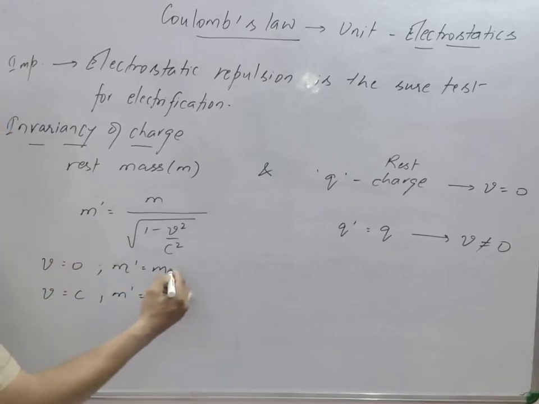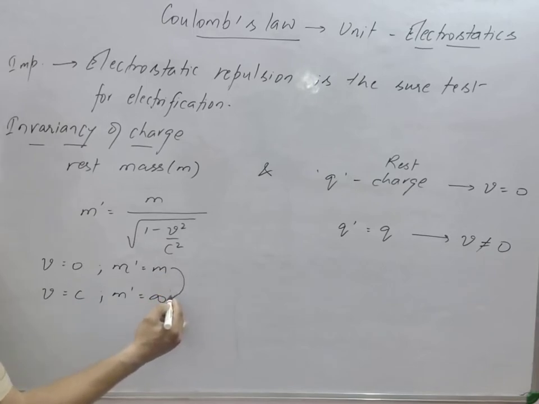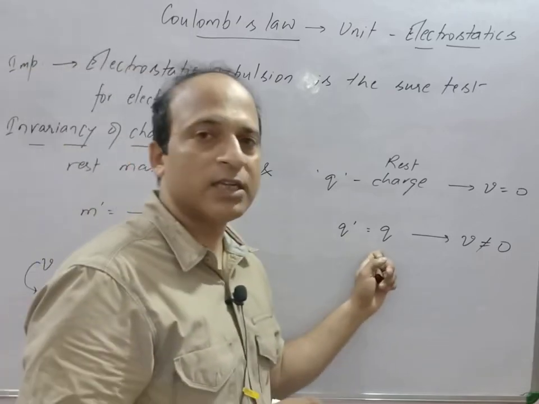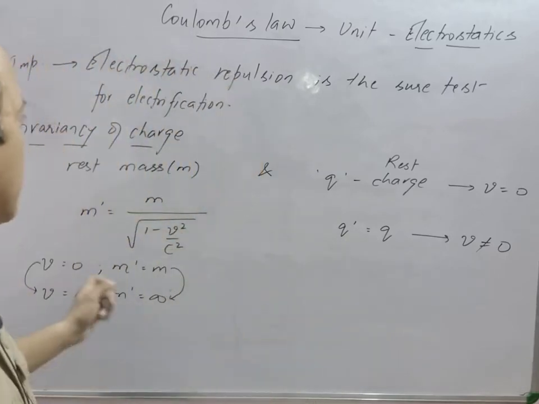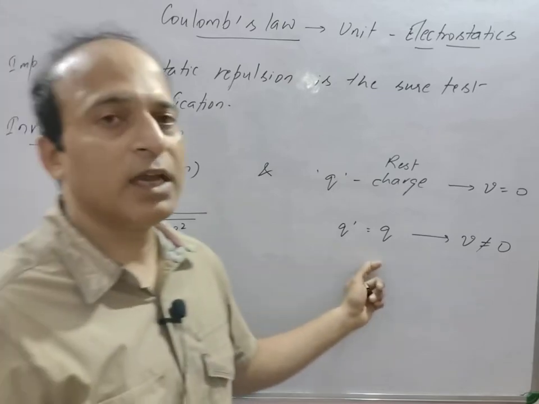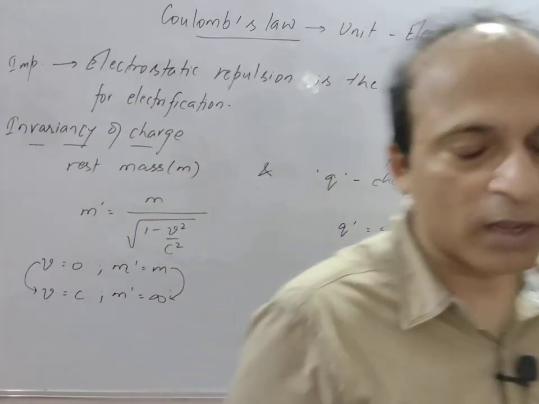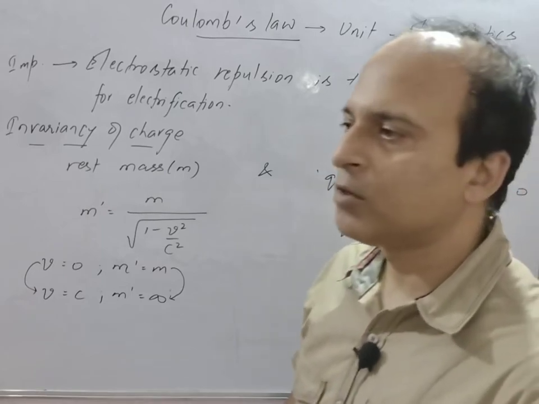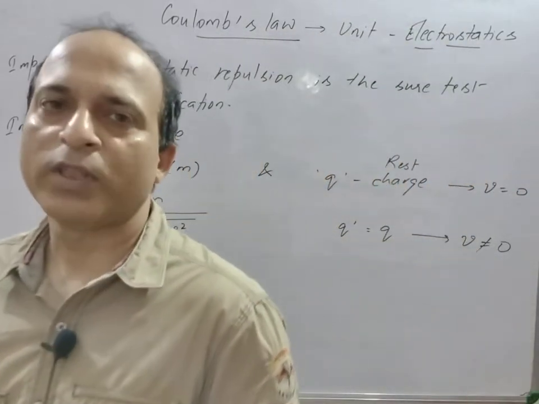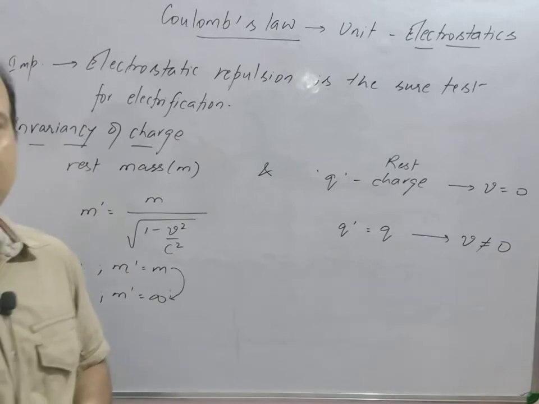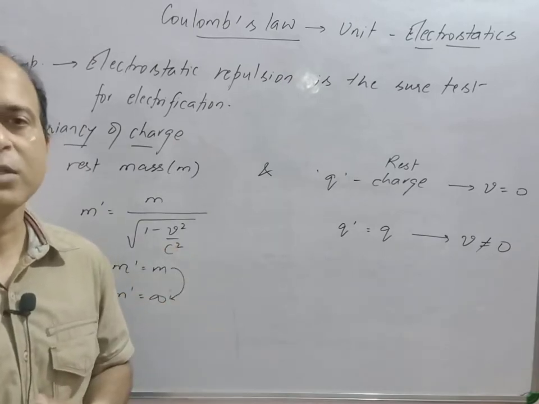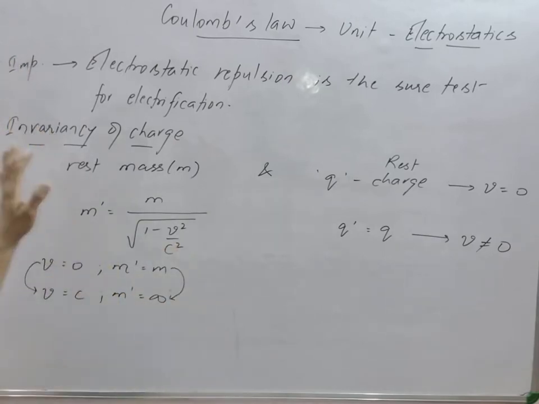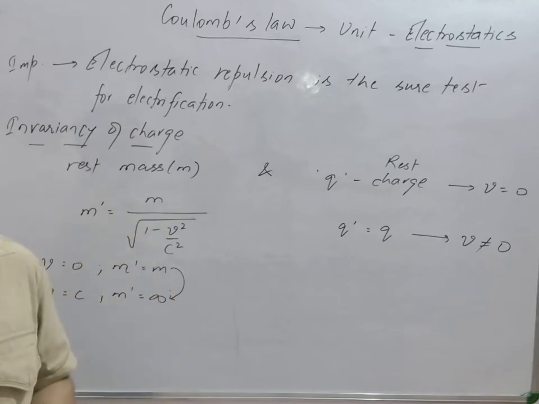You can see the mass of the body is increasing from m to infinity with the increase in speed of the body. But the charge remains constant. So that is why we say mass is variant and charges are invariant. If I say in one line, what is meant by invariancy of charge? Simply, the value of the charge will not change with the speed of the body. The value of the charge present on the body will not change with the speed of the body. That is what is meant by invariancy of charge.